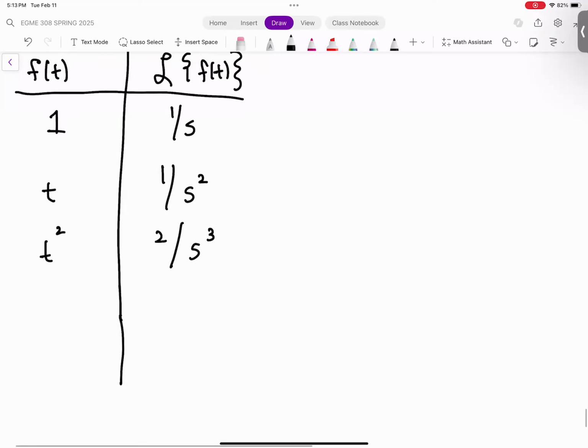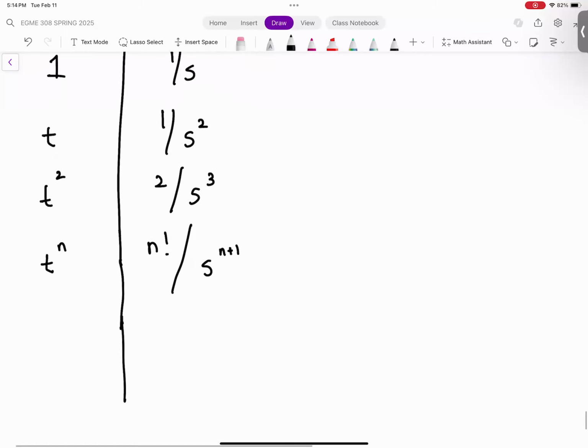We can keep going. So for any power t raised to a positive integer n, the Laplace transform for that is n factorial divided by s raised to the n plus 1 power. So you can use this table to come up with the Laplace transform of t cubed, t to the 4th power, t to the 5th power, t to the 6th power, right? You can use this table for that.